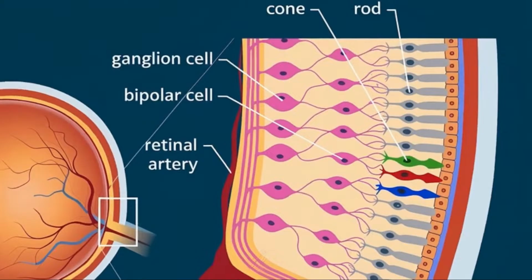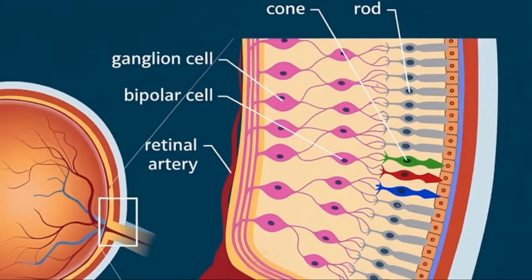The retina converts light into electrical impulses that are transmitted through the optic nerve to the brain, where they are interpreted as visual images. Lens and fluid-filled chambers. Behind the iris and pupil lies the lens, a transparent, flexible structure that adjusts its shape to focus light precisely on the retina. The lens's ability to change curvature, known as accommodation, allows the eye to clearly view objects at various distances.